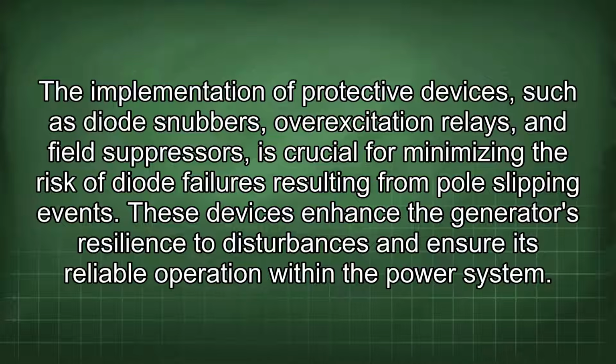The implementation of protective devices such as diode snubbers, overexcitation relays, and field suppressors is crucial for minimizing the risk of diode failures resulting from pole slipping events. These devices enhance the generator's resilience to disturbances and ensure its reliable operation within the power system.